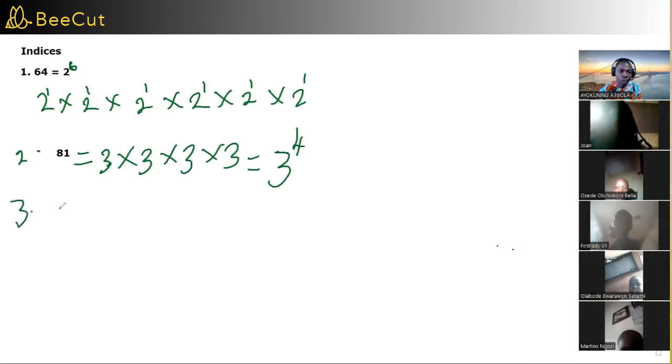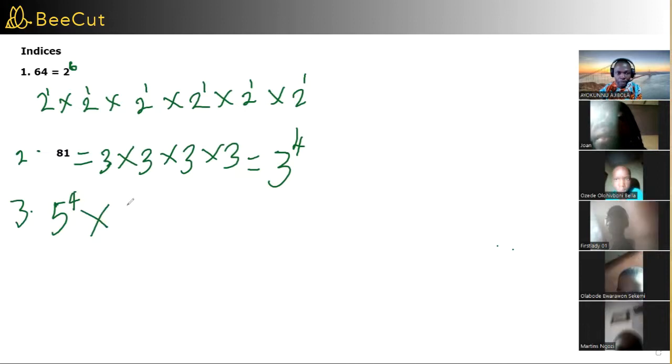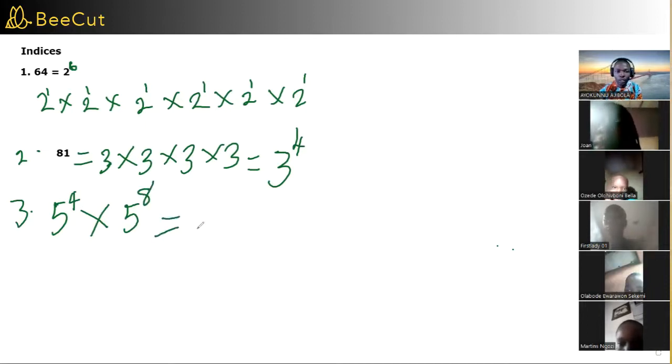Now, let us look at another example here. Let's assume you have something like 5 raised to power 4 times, hold on please, 5 raised to power 4 times the same 5 raised to power, let's say 8. So, what do you think the answer to this one would be?